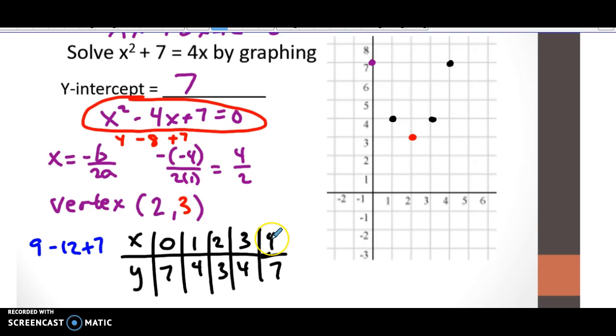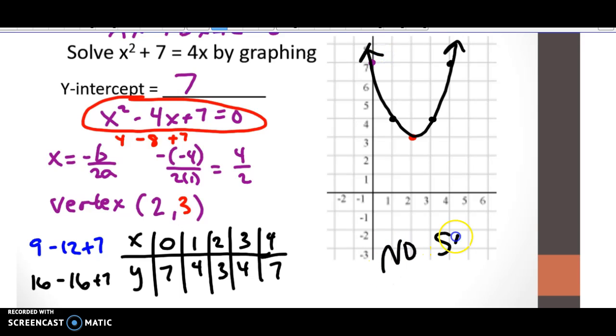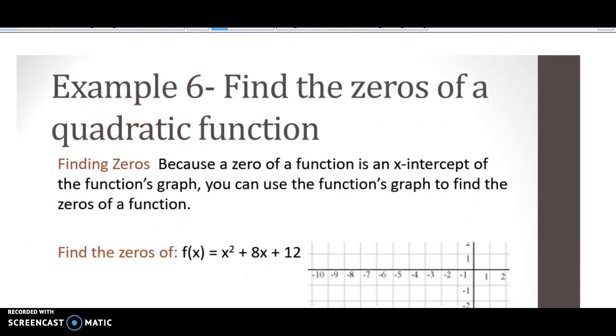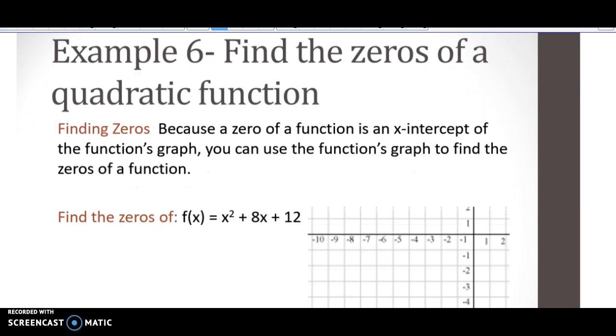And let's look, if I put 4 in here, 4 squared is 16, minus 4 times 4, which is 16, plus 7, that does in fact give us a 7. So here's my parabola. And this has no solutions because it never crosses the x-axis. Now the next thing we'll talk about is finding the zeros of a quadratic function.